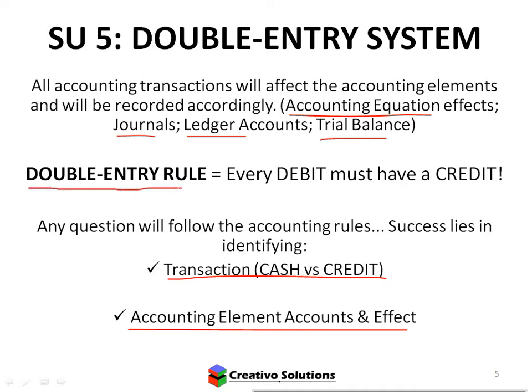So that's what we're going to be doing. We're going to be applying the double entry rule, which is every debit must have a credit. What does the debit mean? We spoke about it last time. If someone asks you what is a debit, what do you say? Debit is like money in the bank. No, it's not.